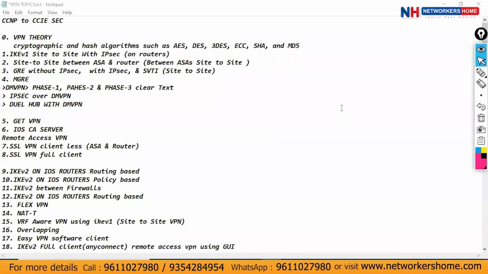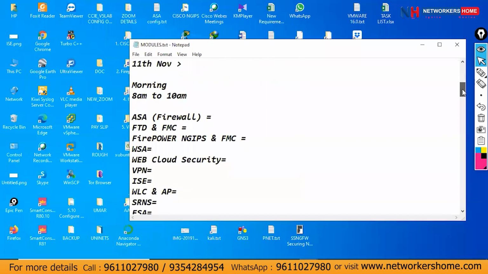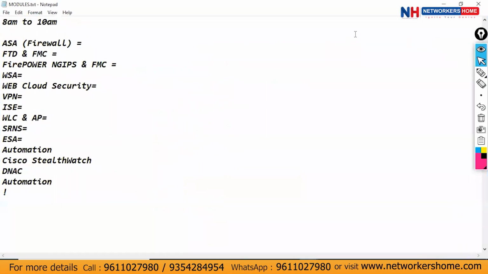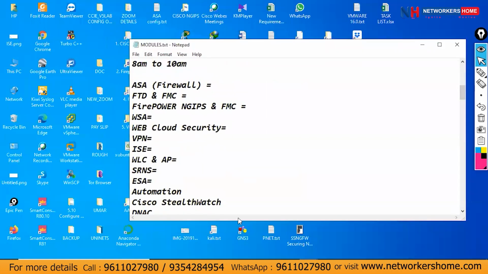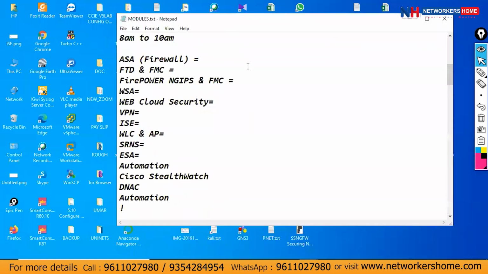Guys, today we're starting with CCNP to CCIE security level of training of your VPN module. In our CCIE security program, we have different modules. Okay, let me tell you a few modules. These are the total modules that you have to go through in your CCIE security program. In your entire program, you have to go through this many devices or modules, you can say.